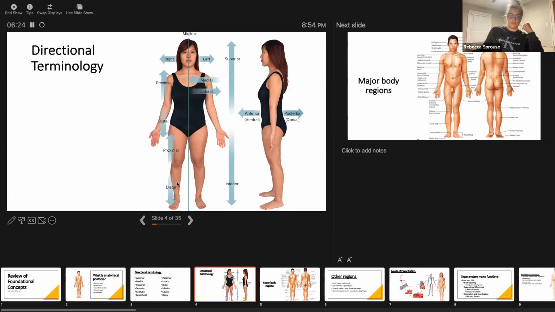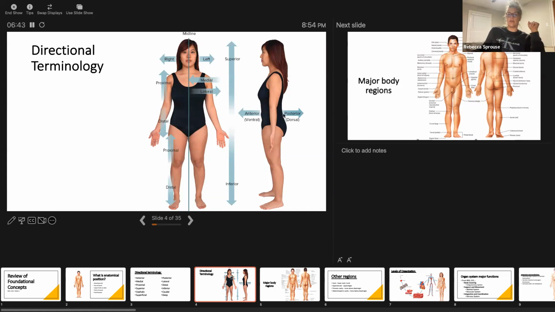So again, let's do another example. If you want to say the ankle is what to the knee, right? So your ankle is distal to your knee. Your ankle is farther away from the point of attachment than your knee is.